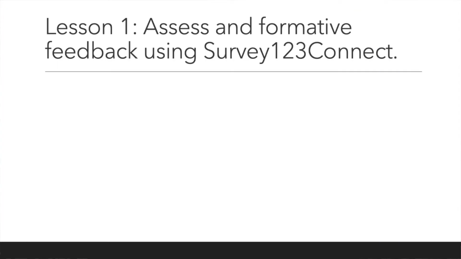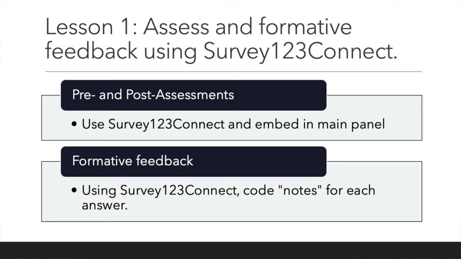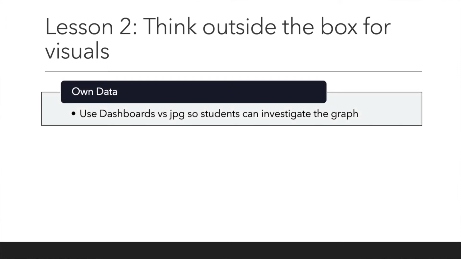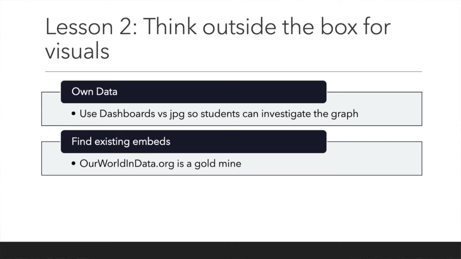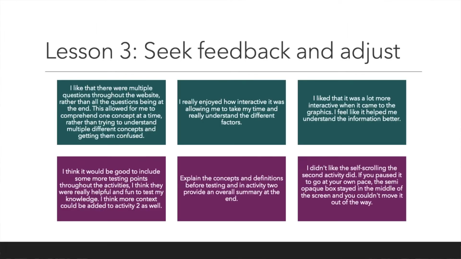And now for some lessons on what I've learned from using these ArcGIS tools. First lesson is to assess and add formative feedback using Survey 123 Connect. I also provided formative feedback using the same tool, Survey 123 Connect, which is the desktop version. Lesson 2 is to think outside the box for visuals. We used our own data using dashboards so students can investigate the graph. We also found existing embeds. These are interactive graphs that have been made by somebody else. Lesson 3 is to seek feedback and adjust. So we have tested this in Katrina's climate change course this year.